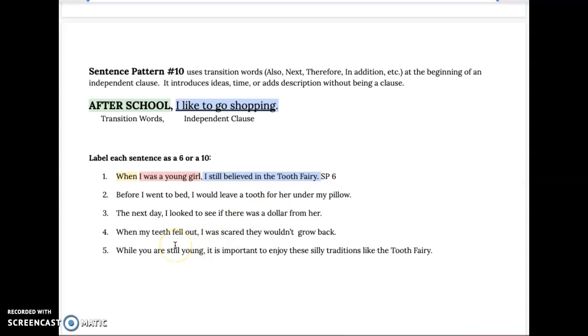If I came up to you and said, when I was a younger girl, what? What, Mr. B? What happened? Well, I still believed in the tooth fairy. This is independent. All right, let's check this one out.